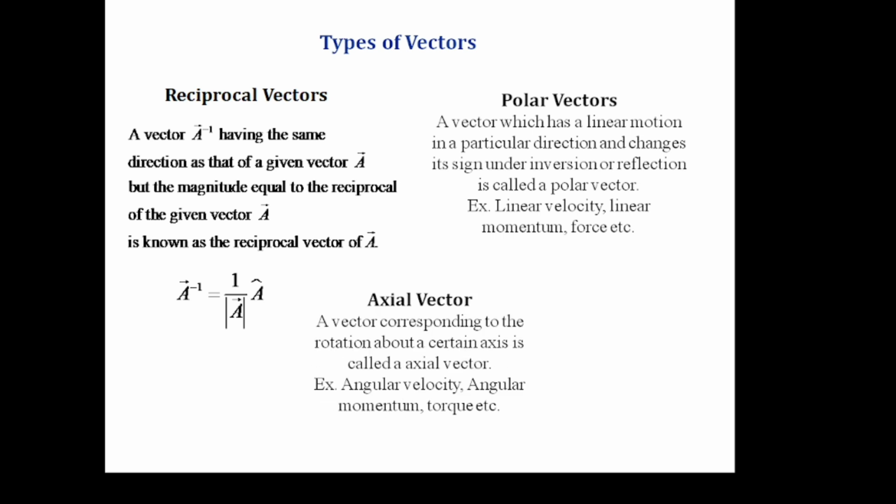Now axial vector. It is associated with rotation about a certain axis, and it does not change its sign under reflection or inversion. Examples are angular velocity, angular momentum, torque, and any quantities associated with rotational motion.